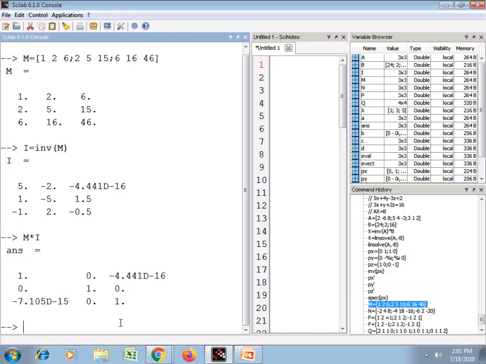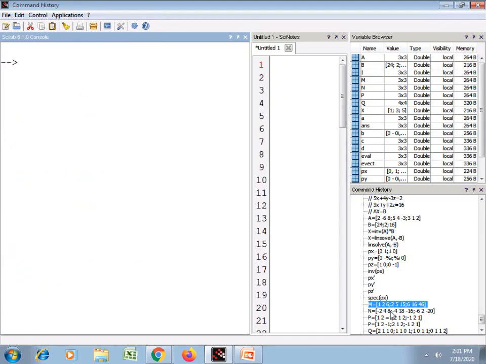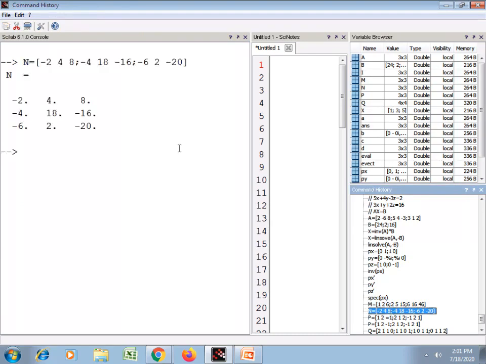We take an example of another matrix. Before that, I will clear the console by the command clc. So I take this matrix N. It is again a 3 by 3 matrix. The elements in the first row are minus 2, 4, 8. Elements in the second row are minus 4, 18 and minus 16, and in the third row minus 6, 2 and minus 20.